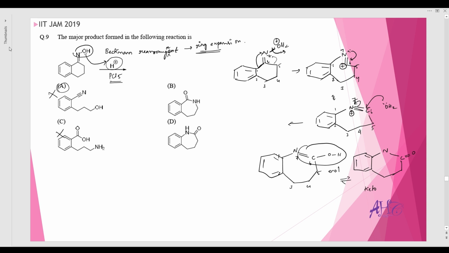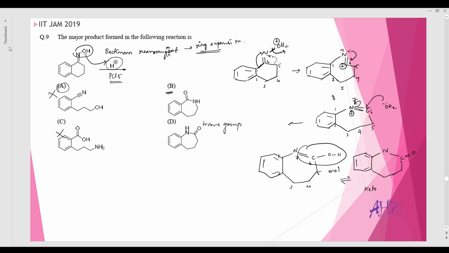So if your fifth carbon migrates, you will end up getting option B as the answer. But only your trans group migrates. Only trans group migrates. Okay, always your trans group migrates.